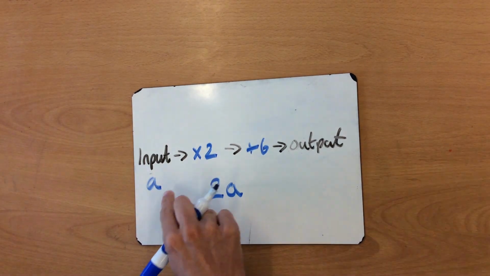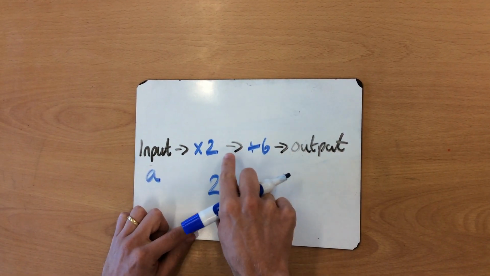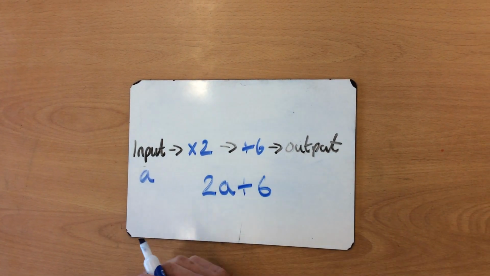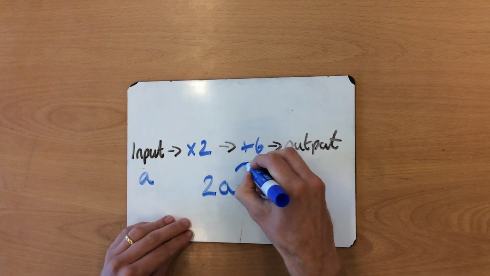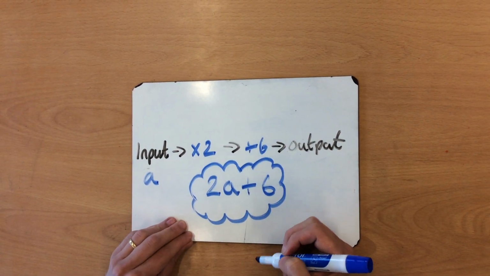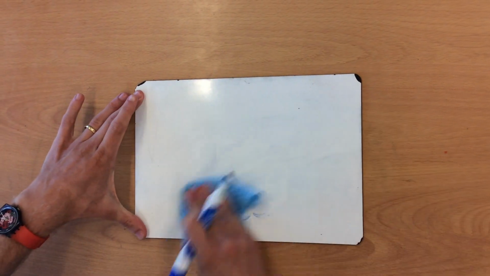So 2 lots of a. Let's go to the next part of my function machine, which is to add 6. So I'm going to add 6 to this. And that is it. Here is my rule. The rule for this function machine is 2a plus 6. So that's just a quick recap of a previous video.